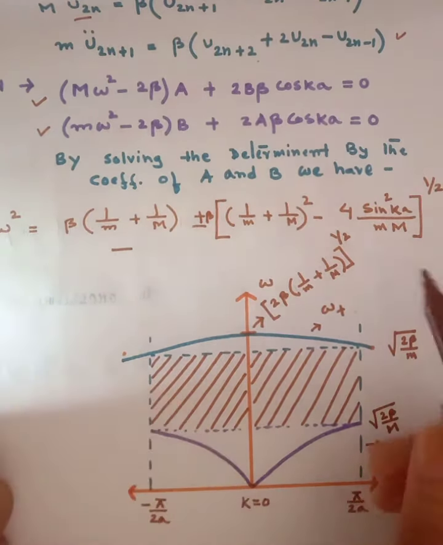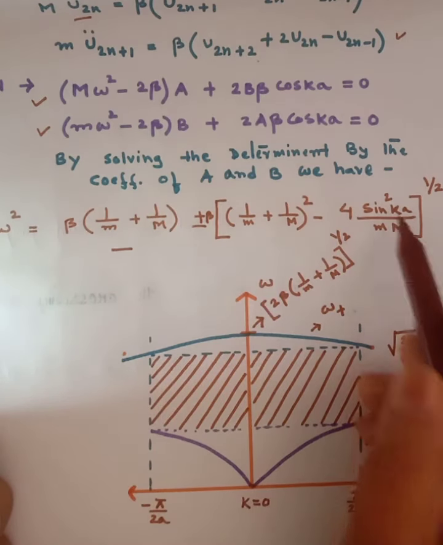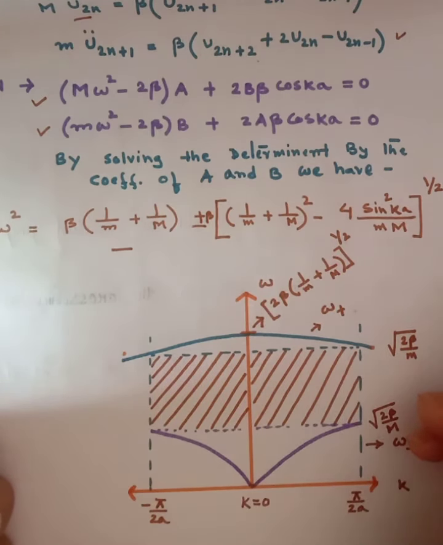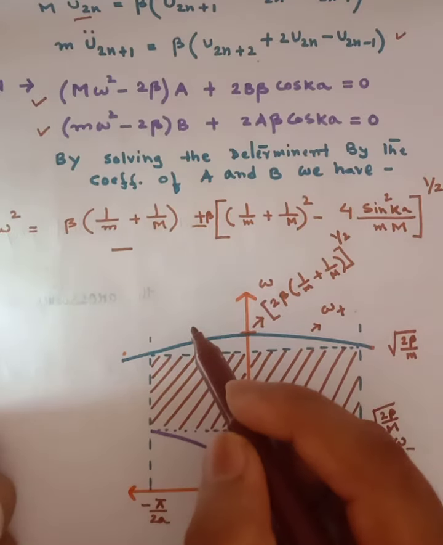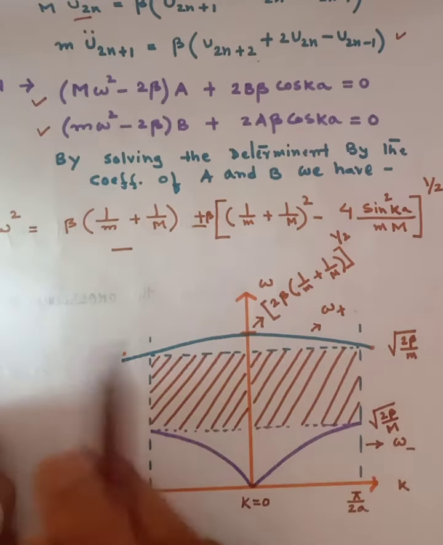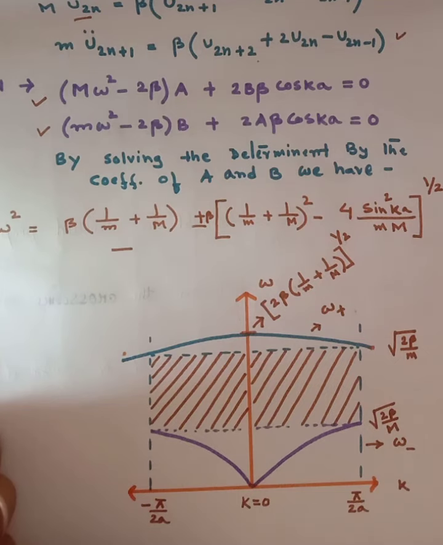Here omega is the angular frequency and k is the wave vector. Now, as you can see from the above equation, we have two values of omega, one for plus and one for minus. If you remember, in a monatomic lattice vibration we have only a single value of omega, but in the case of diatomic lattice vibration we have two values of omega, one for plus and one for minus.